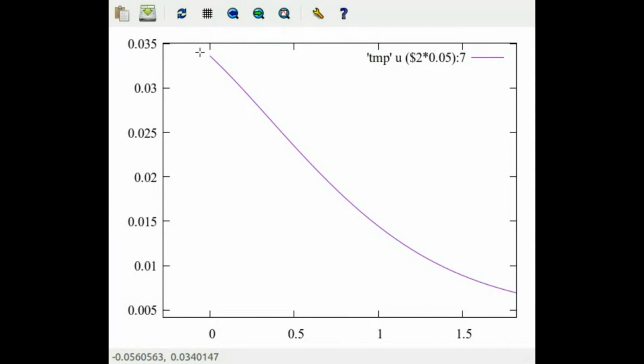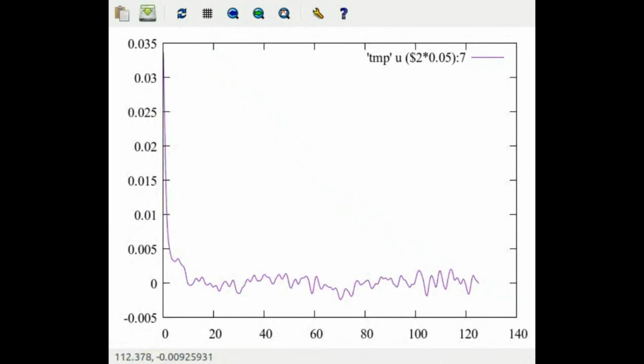If you zoom in closer, this isn't a particularly good one, but you should usually notice that it starts at 0 and then slowly curves downwards, which we're not getting here, probably because my time step is too big to see that effect. And then if you look at the entire velocity autocorrelation function, you'll notice that very quickly, by time step 20, it's just fluctuating randomly about 0.